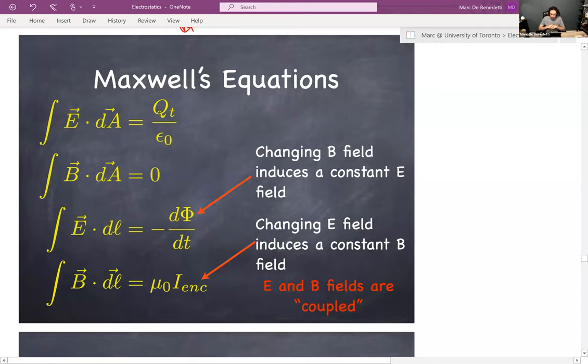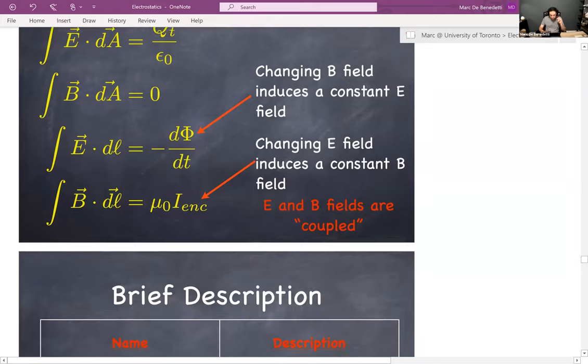This slide is just showing students that the electric field and magnetic field are coupled to one another. I'm going to revisit this topic much later in the course once we've established everything else we need to get there.